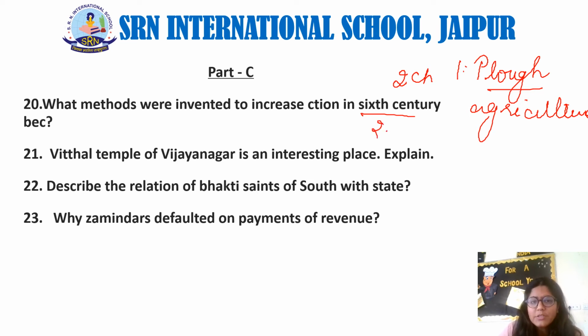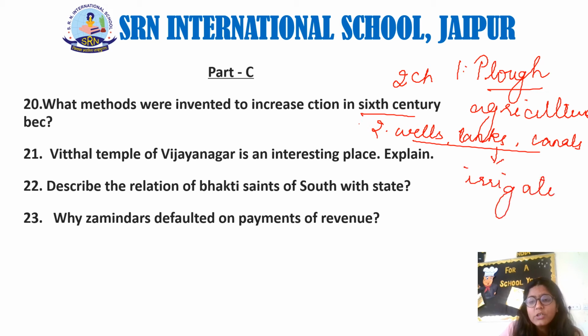The second strategy used by these people was irrigation through wells, tanks, and canals. These strategies were used to irrigate the fields, and due to good irrigation, the production also increased as agricultural crops were able to flourish more. I hope this is clear to all of you.